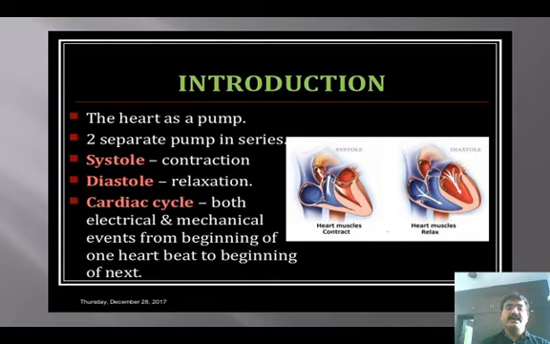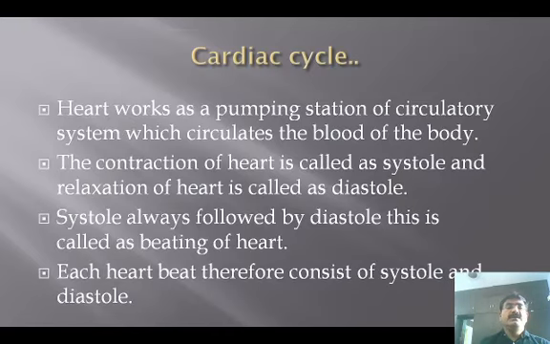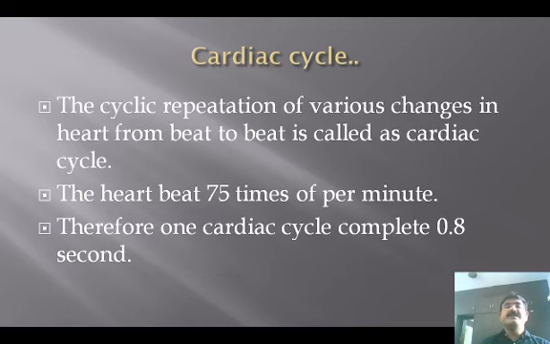Cardiac cycles are both the electrical and mechanical events from the beginning of one heartbeat to the beginning of the next heartbeat. The heart works as a pumping station of the circulatory system, which circulates the blood of the body. The contraction of the heart is called systole, and the relaxation of the heart is known as diastole. Systole is always followed by diastole. This is called a beating of the heart. Each heartbeat therefore consists of systole and diastole. The cyclic repetition of the various changes in the heart from one beat to another beat is called the cardiac cycle.